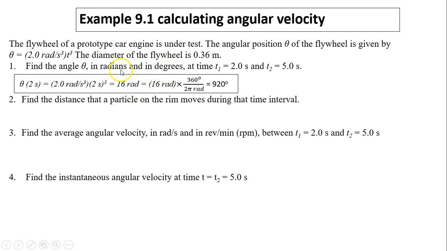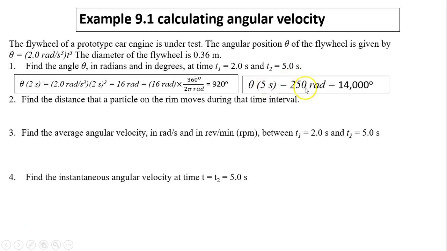That's in radians. How do you convert radians to degrees? We know 2 pi radians is 360 degrees. So in this case, radians cancel, and you have degrees. The answer is 920 degrees. Now, similarly, you can do 5 seconds. At 5 seconds, theta is 250 radians, that's 14,000 degrees.